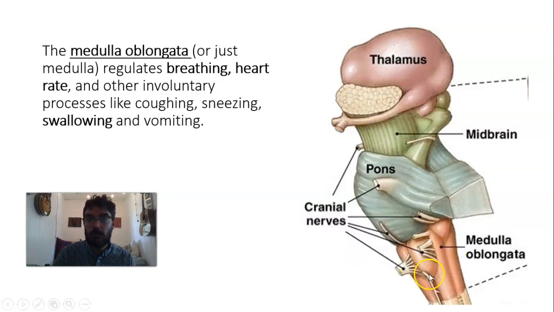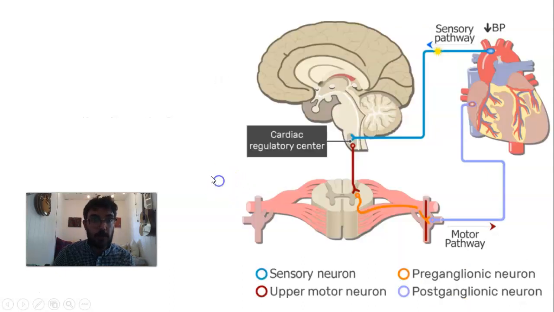And so breathing and heart rate are regulated by the medulla. So here's going back to our heartbeat, or cardiac output. Remember, out in the body, there are all kinds of sensors. Pressure sensors to test for blood pressure. There are pH sensors to test for CO2 concentration.